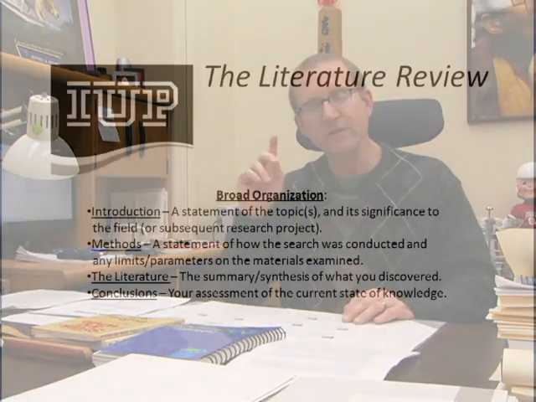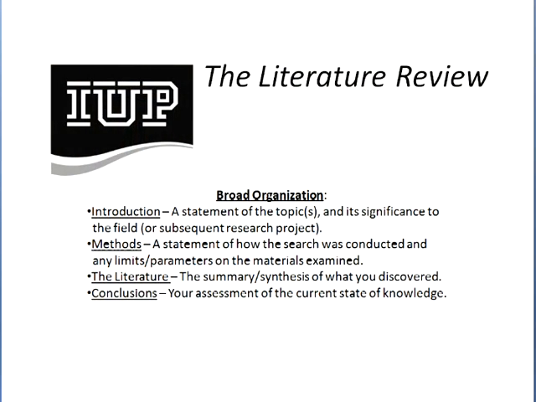Once you've looked through the literature, identified themes, and selected a topic, and you're ready to write, you're going to want to organize this. Literature reviews typically use four broad organizing themes. That is, they have an introduction, which gives a statement of the topic that you're addressing and speaks to its significance in the field. Why is this subject important?